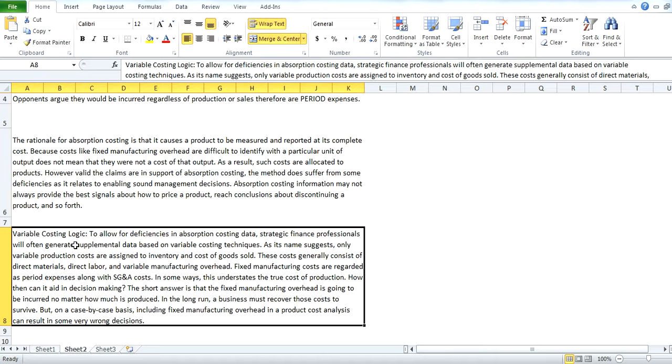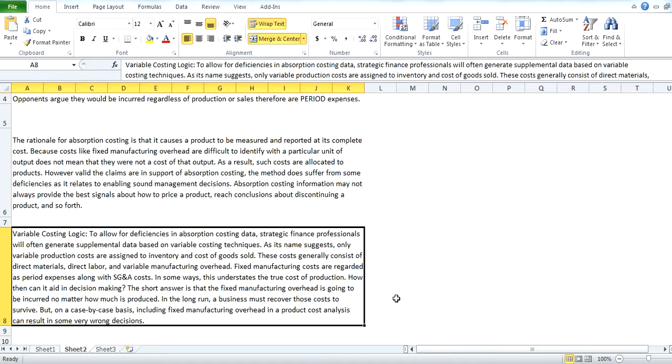Okay, as its name suggests, only variable production costs are assigned to inventory and cost of goods sold. These costs generally consist of direct materials, direct labor, and variable manufacturing overhead. Fixed manufacturing costs are regarded as period expenses along with selling, general, and administrative costs. In some ways, this understates the true cost of production.